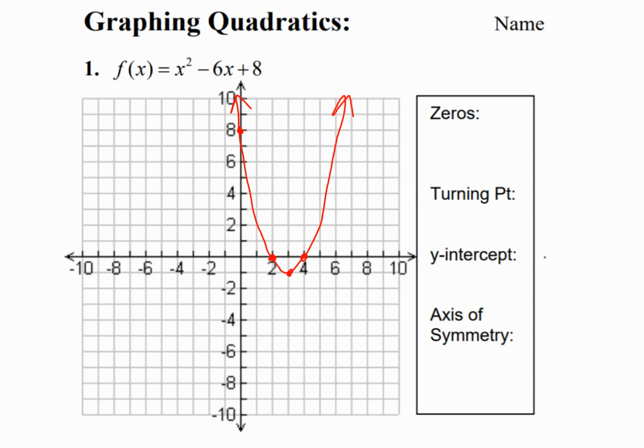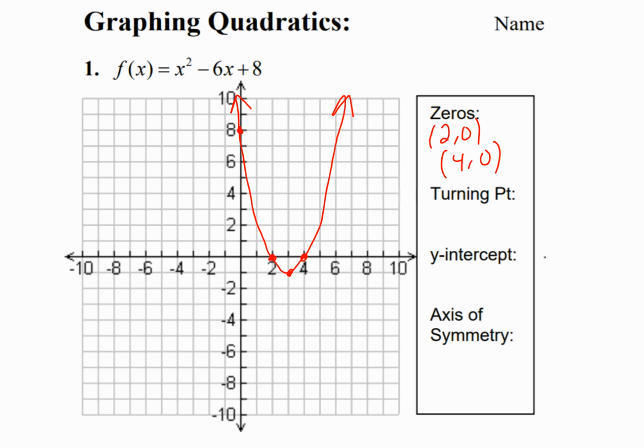Okay. So the zeros, remember, is where this quadratic intersects the x-axis. So use your table or use the analyze graph zeros feature. It'll tell you right where it intersects the x-axis. So in this case, the zeros are at (2, 0) and at (4, 0).